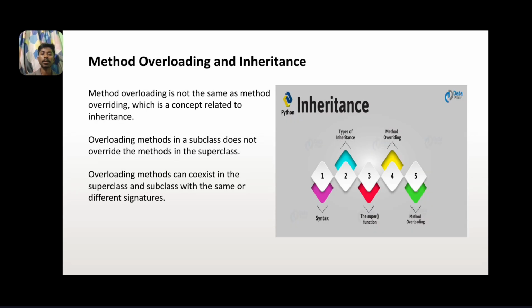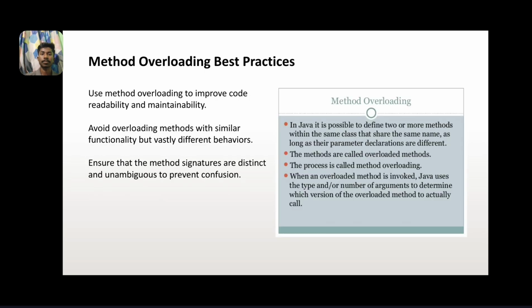Method overloading and inheritance. Method overloading is not the same as method overriding, which is a concept related to inheritance. Overloading a method in a subclass does not override the method in the superclass. Overloaded methods can coexist in the superclass and subclass with the same or different signatures.